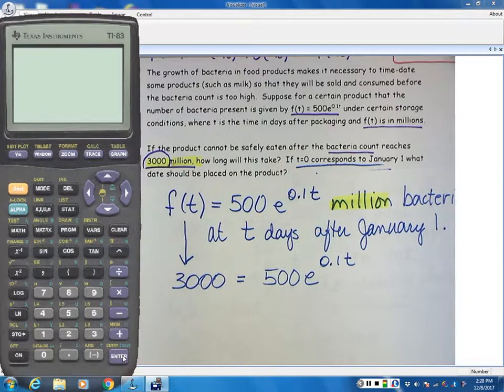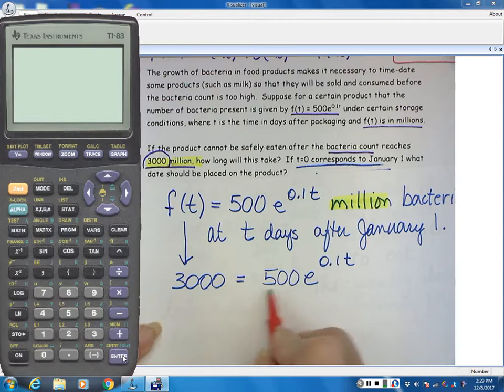And the first thing you're going to do is solve it as much as you can algebraically. Since this is multiplying times e raised to that power, we're going to divide off that 500.